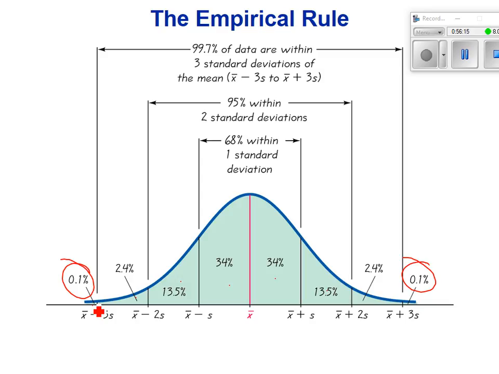We will not deal with data that's usually more than 3 standard deviations away. Most of that stuff that's more than 3 standard deviations away from the mean isn't something that we deal with. This bell curve right here, very, very important for the rest of the year.